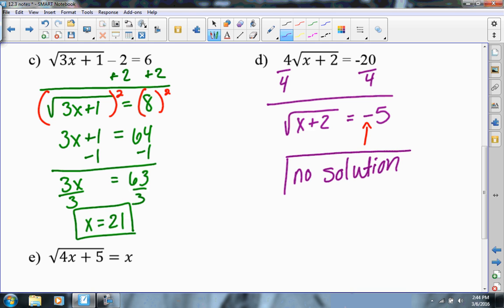Now you could keep working through the problem if you wanted to. You could square both sides, so then you'd have x plus 2 equals 25, and then you would subtract the 2, and you'd get 23. But then if I put that 23 back in here to check my work, I would have 23 plus 2 is 25. So I'd have the square root of 25, but the square root of 25 is positive 5. 5 times 5 is 25, not a negative 5. Okay? So it doesn't actually end up giving me a true statement when I substitute back in.